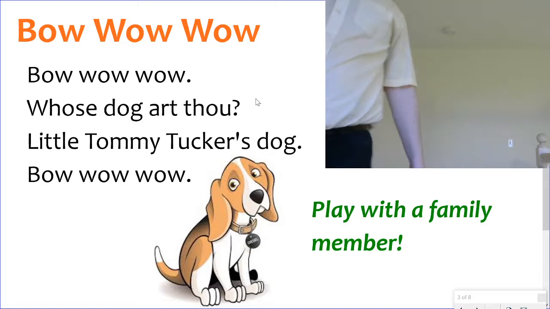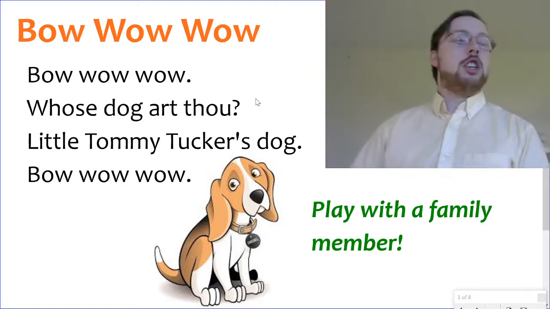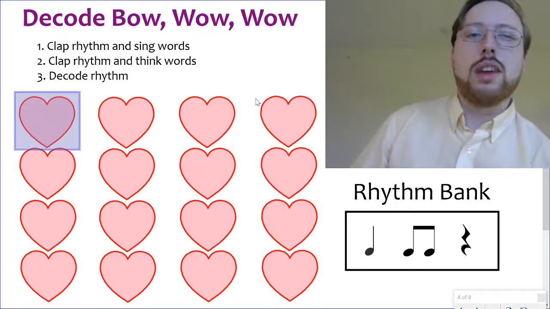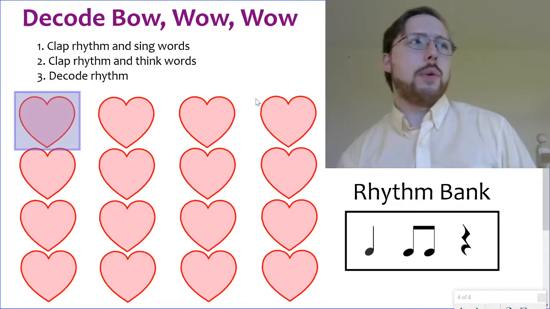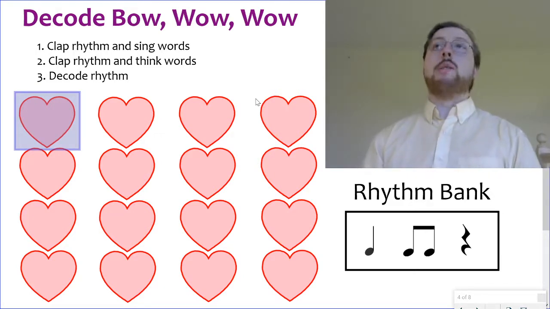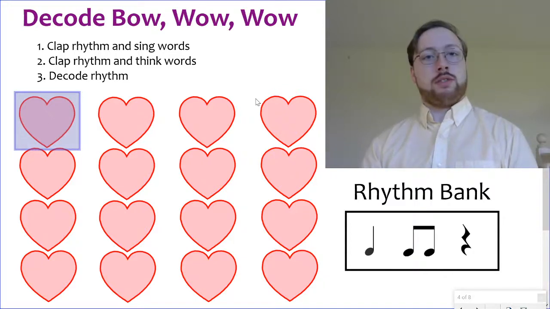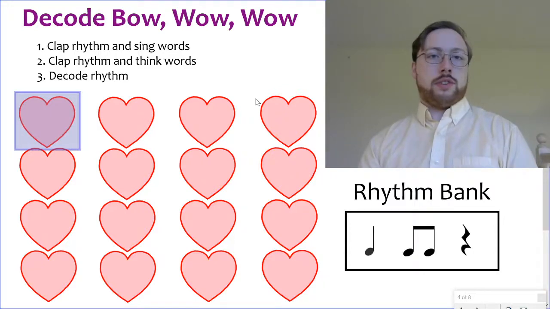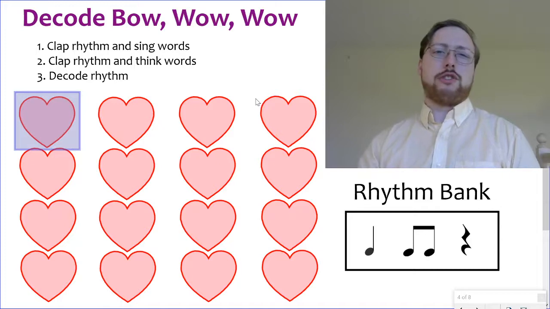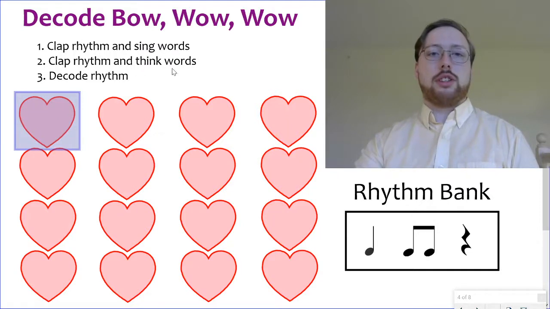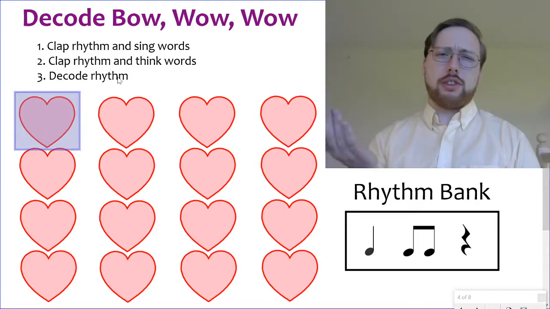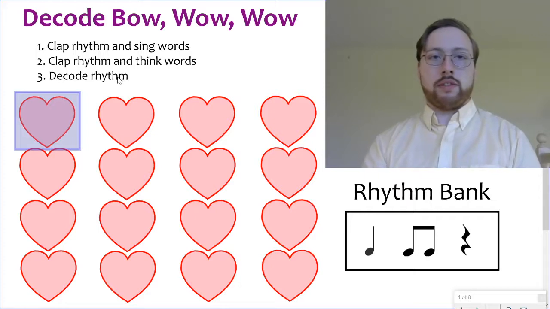So today, we're going to look at the rhythm of bow, wow, wow, and decode it. We did this in class together back in September, but it's been a long time. We need to review. Whenever we decode, we have a couple things to do. So the first step is we're going to clap the rhythm and sing the words. Then we're going to clap the rhythm and think the words. And then we're going to decode the rhythm. That means figure out how many sounds are on each beat, and therefore what rhythm it has to be.